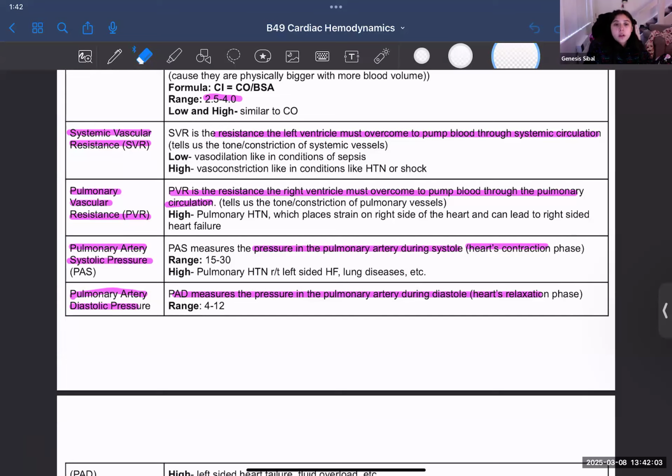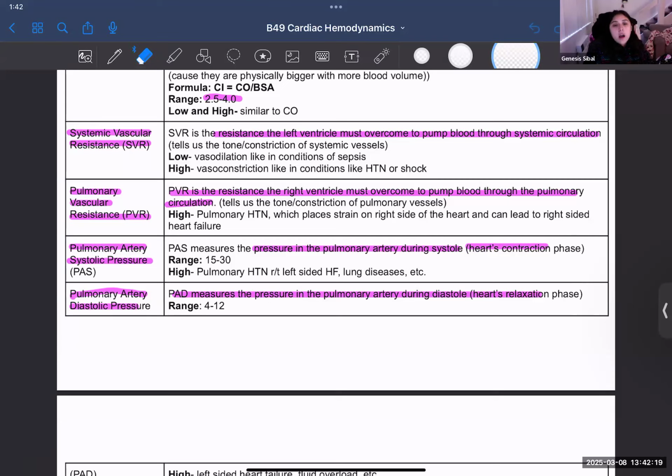So of course, SVR. Again, anatomy wise, what part of the heart is going to be sending it to the rest of the systemic circulation? That is your left ventricle, because it goes to your left ventricle, then to the aortic valve, to the aorta, to the rest of the body.